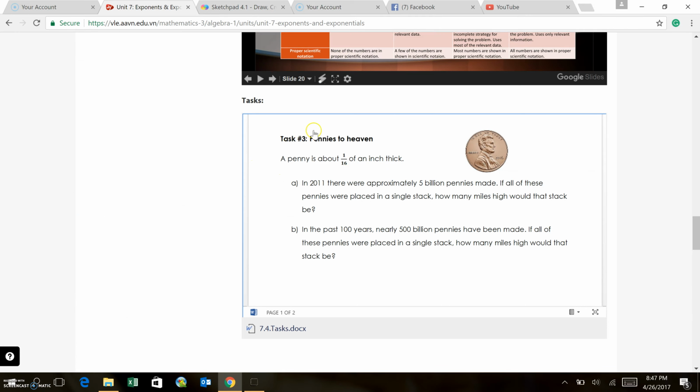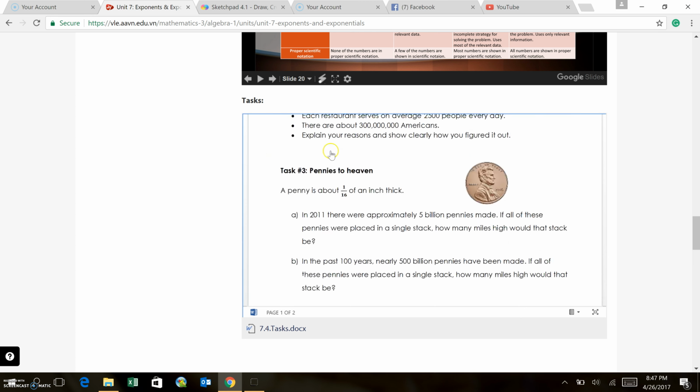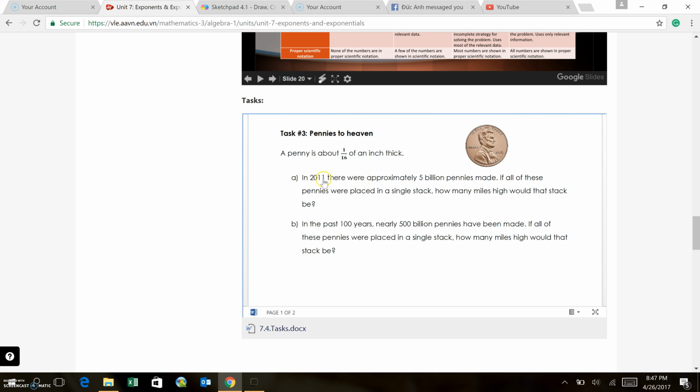So today I'm gonna make my tutorial about solving this problem, the tax tree problem. So first we have question A. In 2011 there were approximately 5 billion pennies made. If 5 billion of these pennies were placed in a single stack, how many miles high would that stack be?